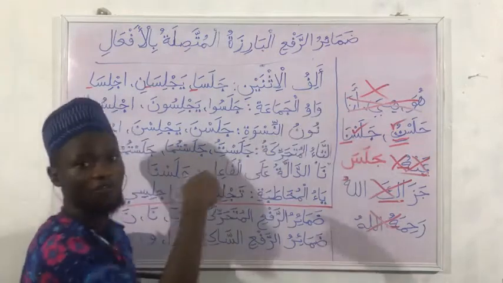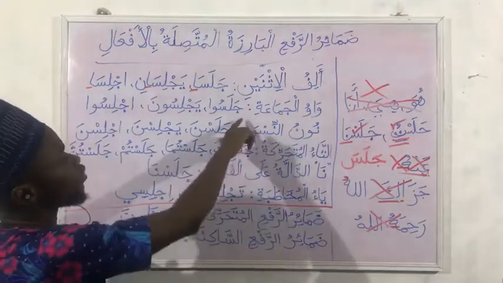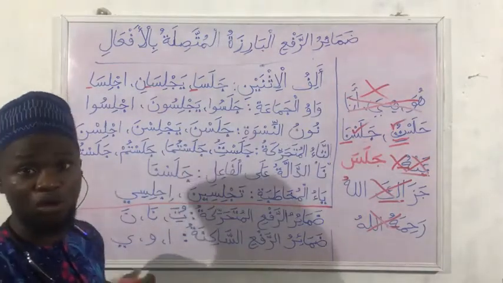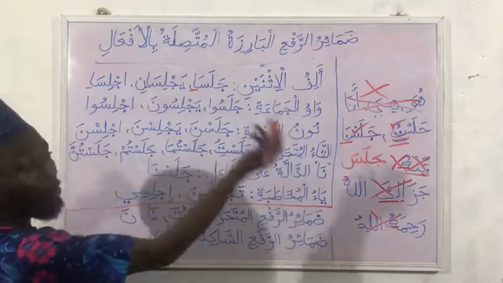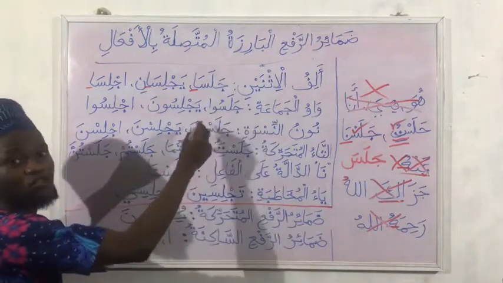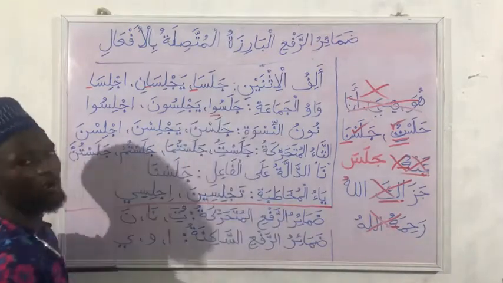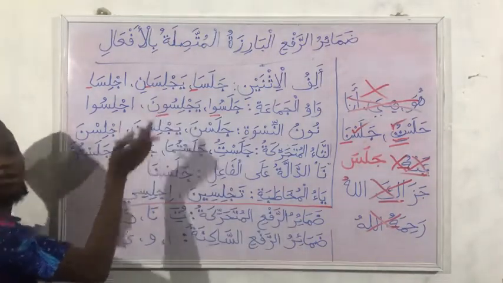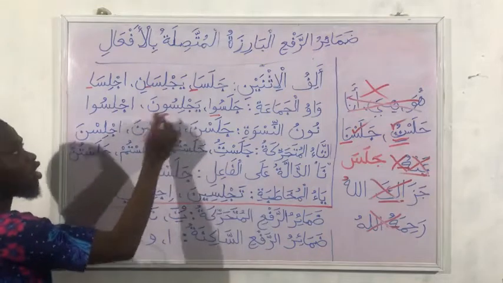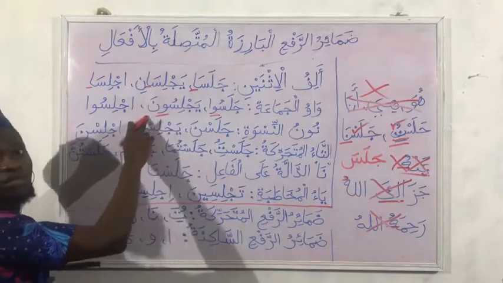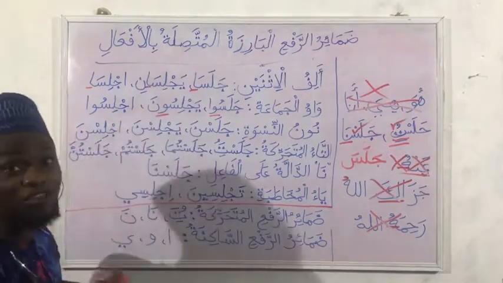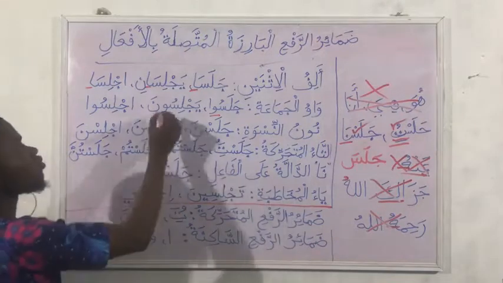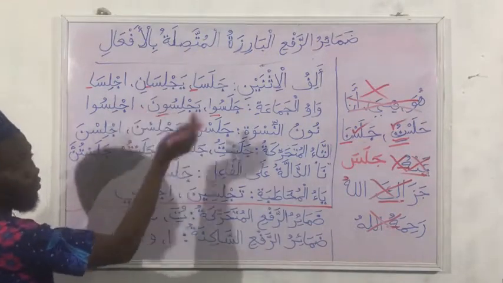The next one, we have waw al-jama'a. Waw al-jama'a, the waw that is used to show what? Plural. For fi'l madi, we have jalasu. This is the waw. For mudari, yajlisuna. This is the waw. This nun is not what we are looking at. You know what this nun means? This nun is the one showing it is what? In Raf'u state.